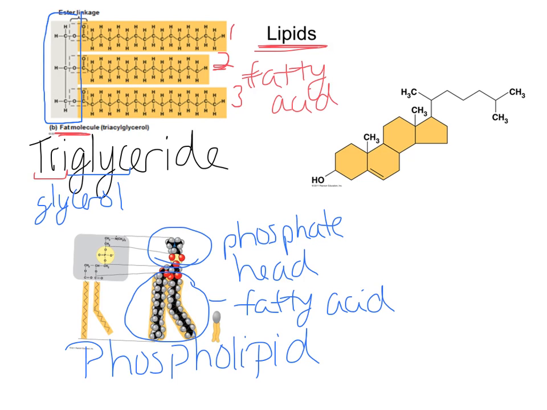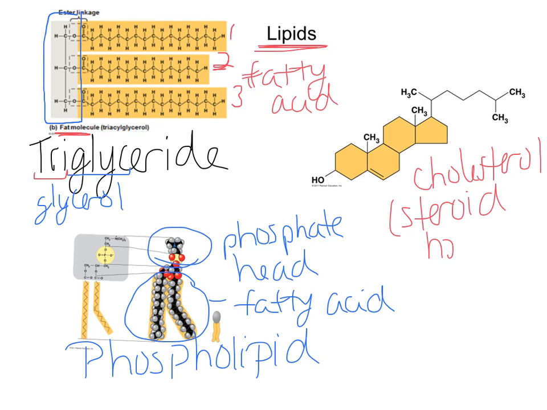Up here on the right is what's called cholesterol, which is actually a steroid hormone. So we can have lipids that are hormones, steroids. They work a little bit differently than some of our other kinds of hormones. You'll notice this one has the rings in it, similar to our carbohydrates with their structure. Some other examples of lipids we don't have pictures of here would be oils and waxes.